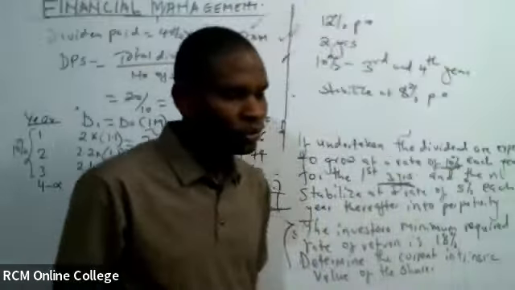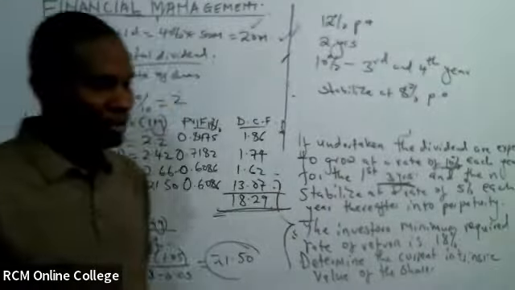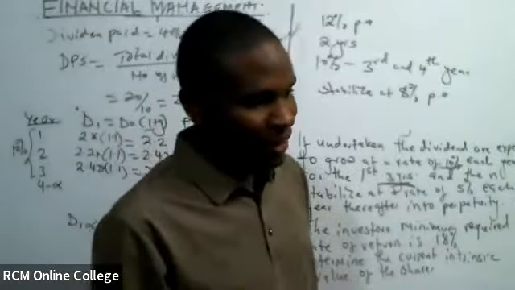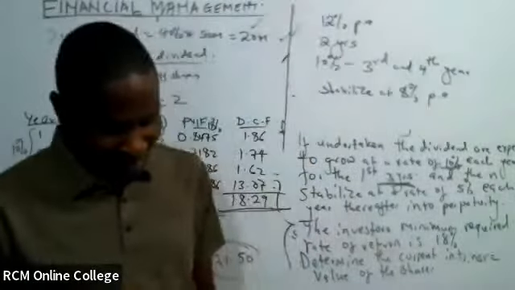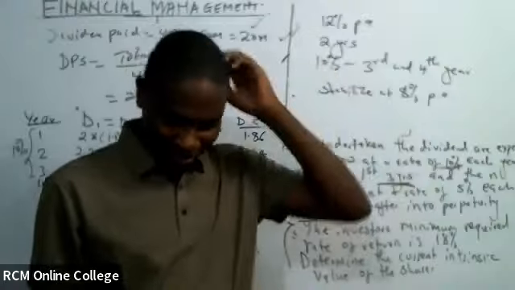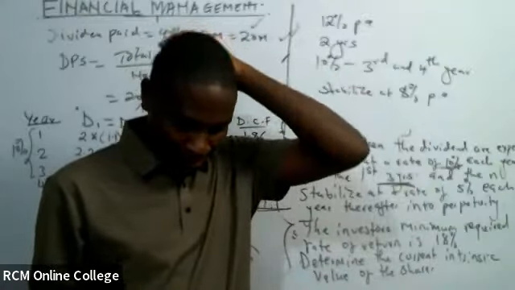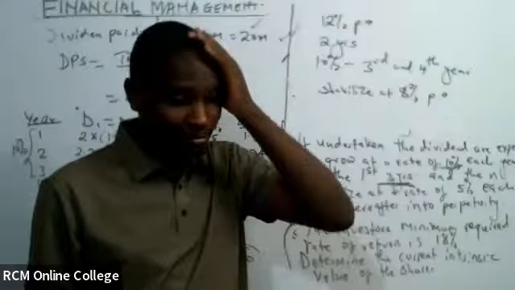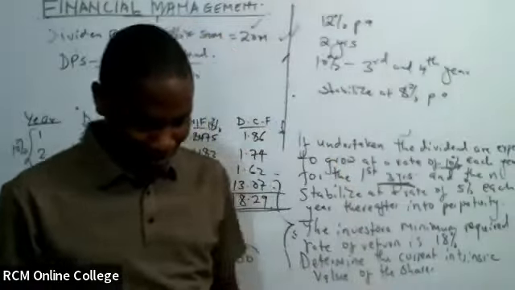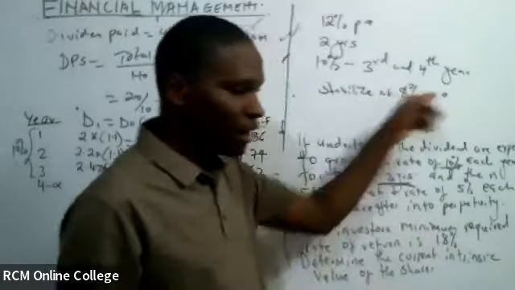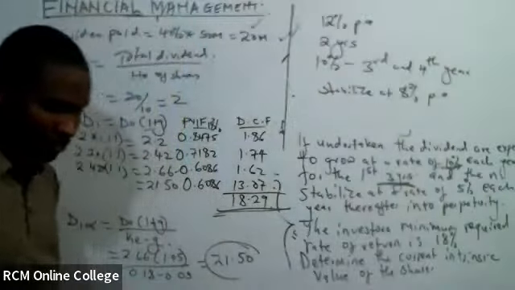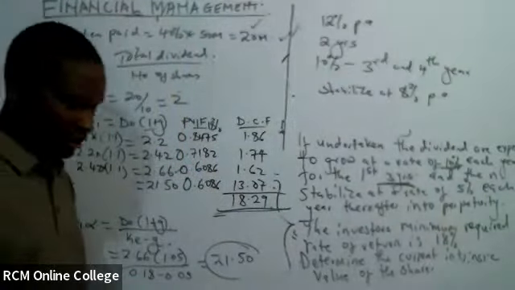Where are we repeating? Where are we repeating? After that, the growth rate is expected to stabilize at 8% per annum. Don't worry. I just proceed.